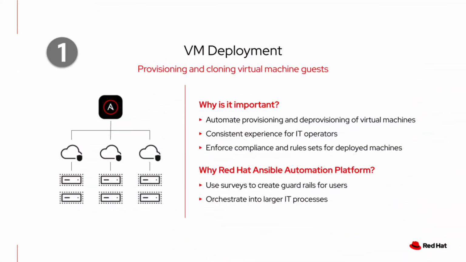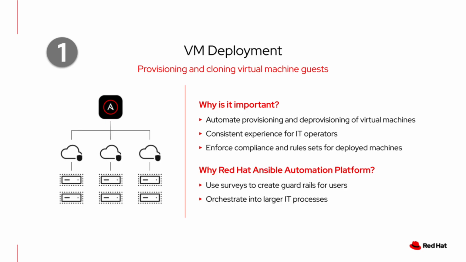The very first use case we'll be exploring today is virtual machine deployment. The real benefit of using Ansible Automation Platform for VM deployment is that it takes a time-consuming manual process and makes it fast and consistent. You get a single, repeatable action that provisions and clones one or thousands of virtual machines in just minutes.